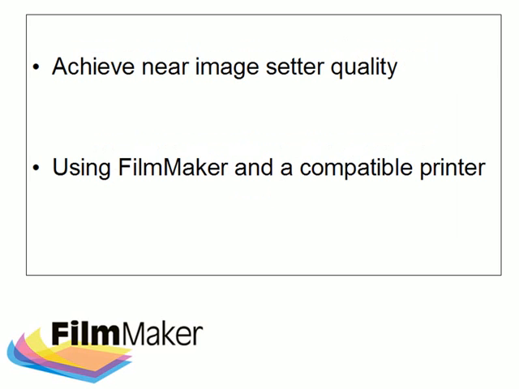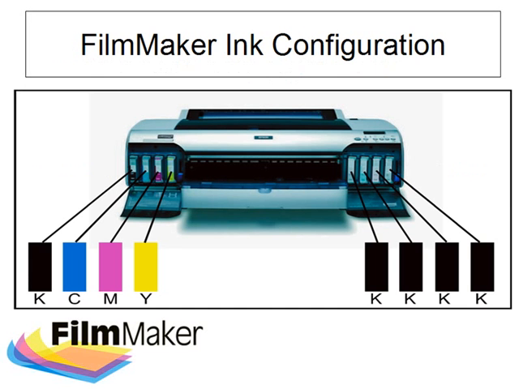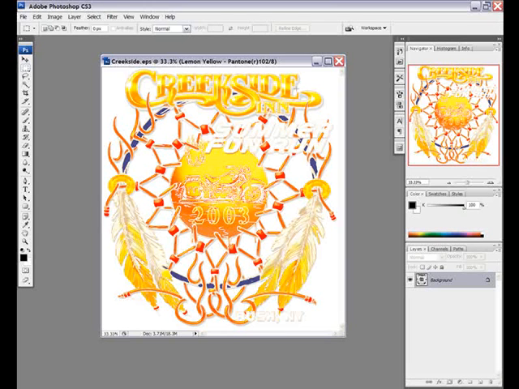In this session we're going to take a peek at how simple it is to prepare and send your images from Photoshop to FilmMaker's VPM interface and then output to an Epson 4880 that's been set up with the FilmMaker ink system. Now this has 4 extra black channels to enable the production of film sets with a much greater density. Okay, so let's get started in Photoshop then.